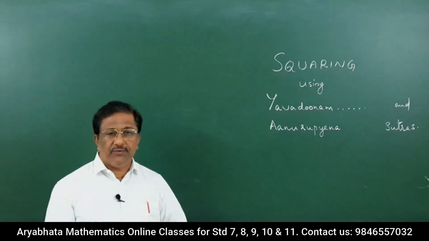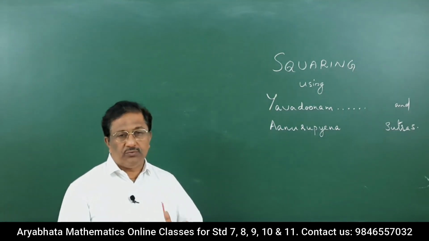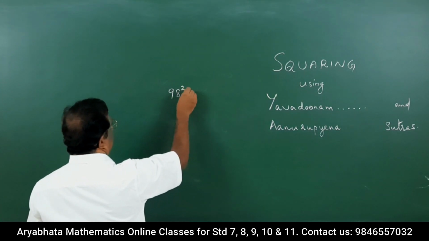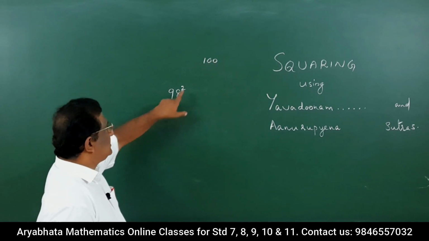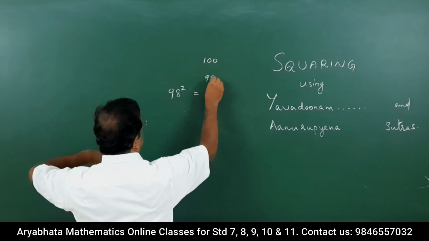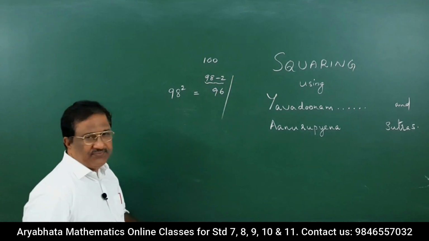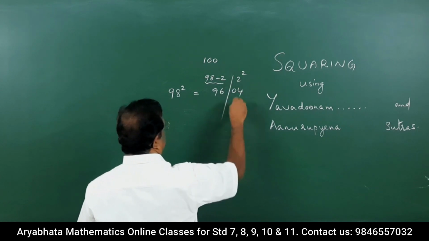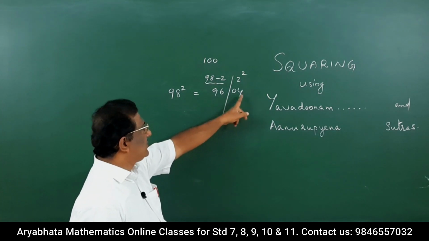In our previous video, we explained how to find the square of a number very close to base numbers. For example, to find 98 square, we took 100 as our base number. 98 is 2 less than 100. Subtracting 2 from 98, 98 minus 2, we get 96. That was the first part. And the second part, square of 2. Square of 2 is 04. We are expecting 2 digits in the second part. That's why I wrote 04.